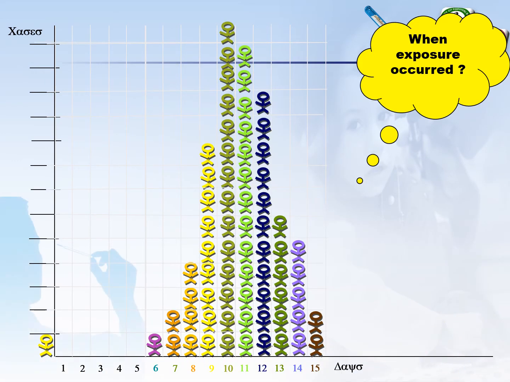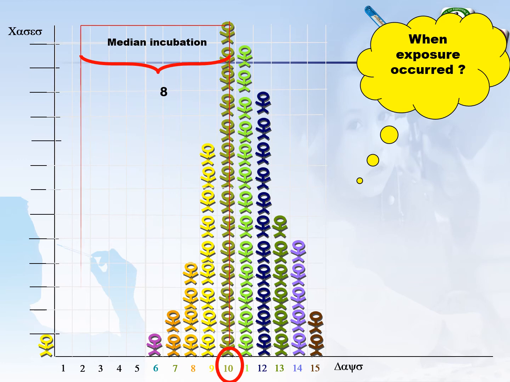So if we know the pathogen, thus the incubation period as well as the median incubation period, the date of exposure can be computed as the date of the peak minus the median incubation period. In our case, it will be 10 minus 8. This equals 2, and this should be the day of exposure. This is 10, the peak, minus exposure, it equals 2.